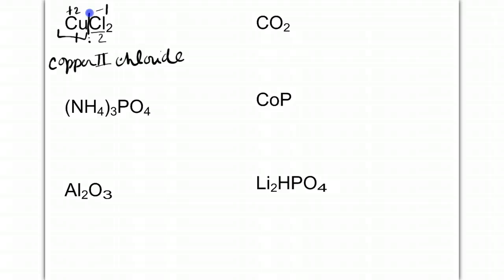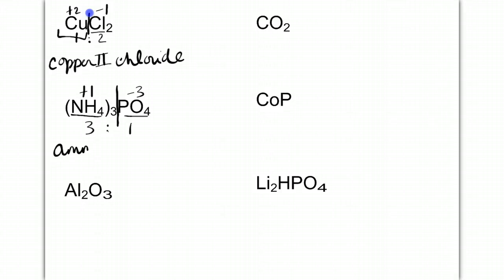My second example is going to be NH4 in parentheses with a 3. That means I have 3 of this polyatomic ion in the parentheses, and I only have 1 of this other polyatomic anion. So we have a 3:1 ratio. NH4, we're unswitching, so that gives NH4 a +1 charge and PO4 a -3 charge. So NH4 +1 is called ammonium. I have 3 ammoniums, as it were, and PO4 with a -3 charge is called phosphate, and I have only 1 phosphate.